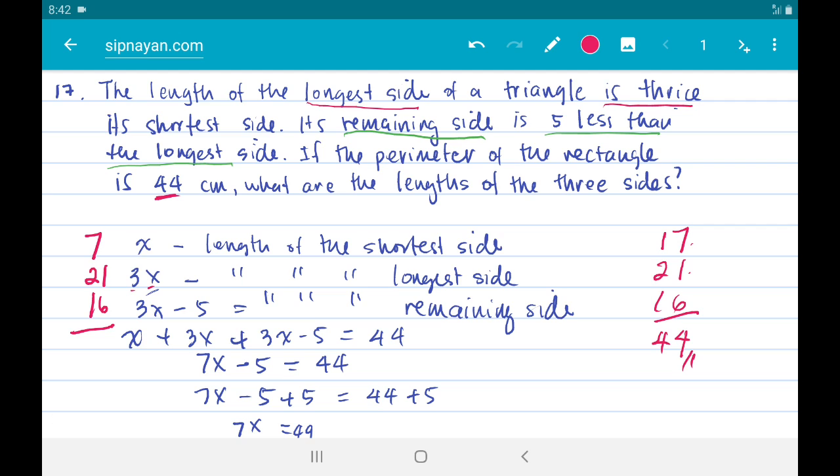Okay, so that's it. I hope nag-enjoy kayo dito sa ating series. Hindi ko alam kung magkakaroon pa tayo ng advanced number problem series, pero isa yan sa mga pinag-iisipan ko. So, abangan nyo na lang.